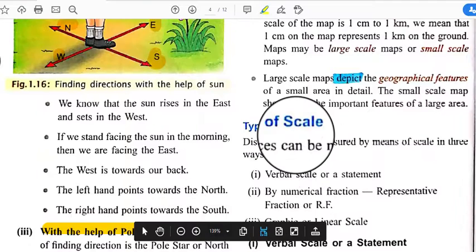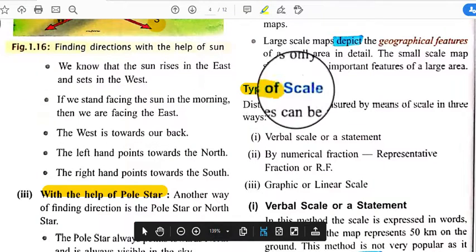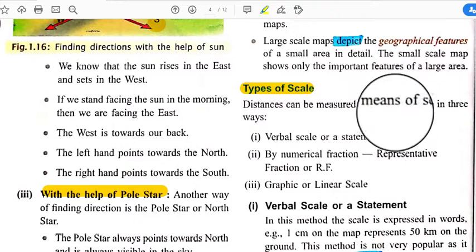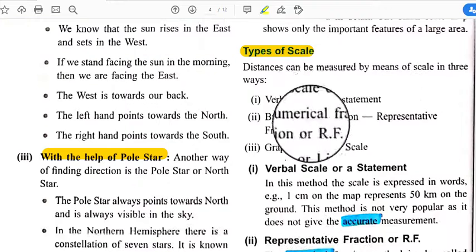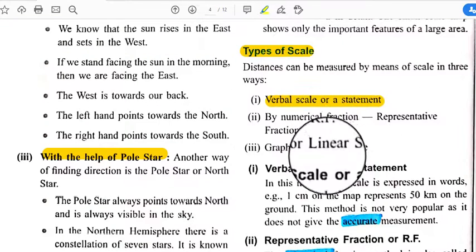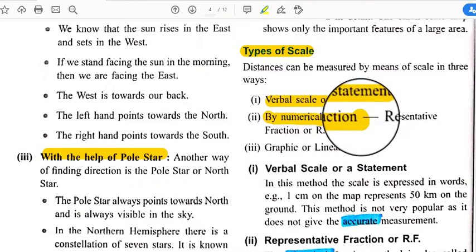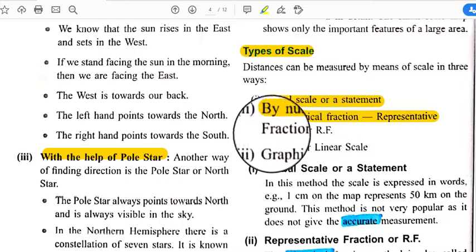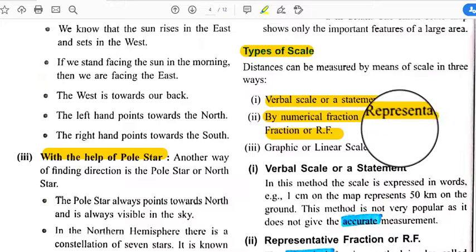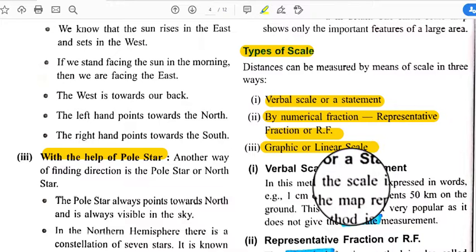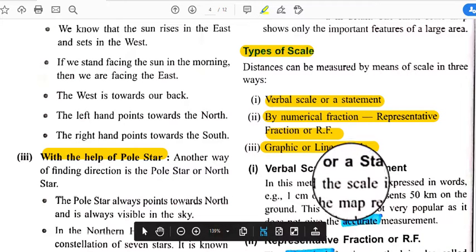So, types of scale. The scales have different types. The distance can be measured by means of scale in three ways. The first one is the verbal scale or statement scale, the second is the numerical fraction, which is called the representative fraction scale or RF scale, and the third one is the graphic or linear scale.